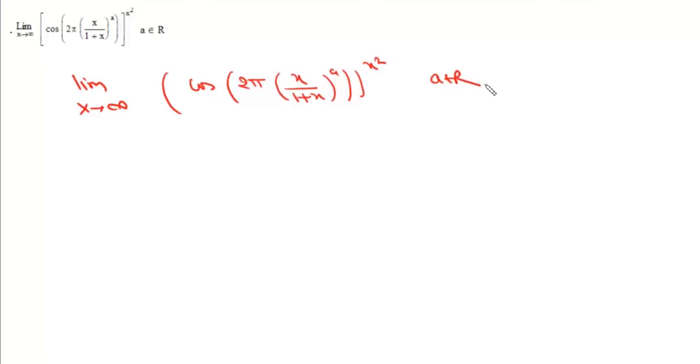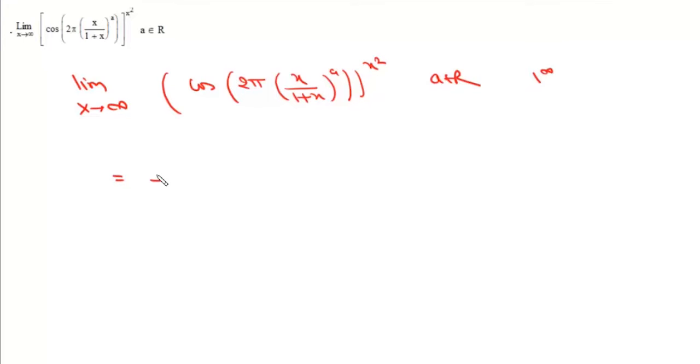Now first we'll check its form. Now this is x upon 1 plus x. When x tends to infinity, it will be 1. Now cos 2 pi is 1, and 1 to the power x square is 1 to the power infinity. So it is 1 to the power infinity form. That means we are going to use this shortcut directly.